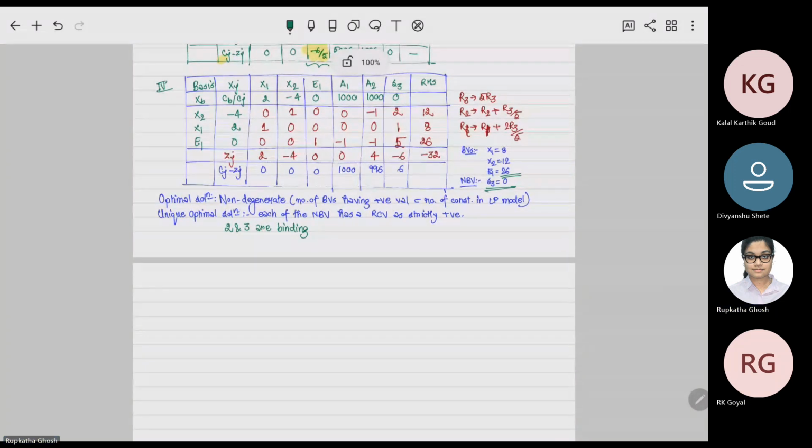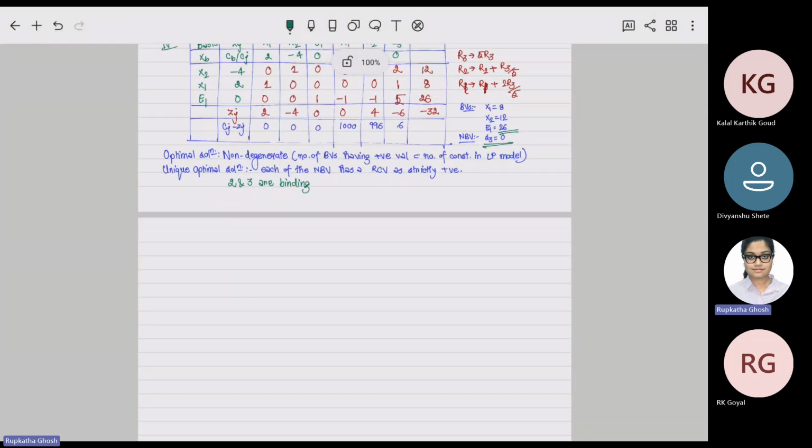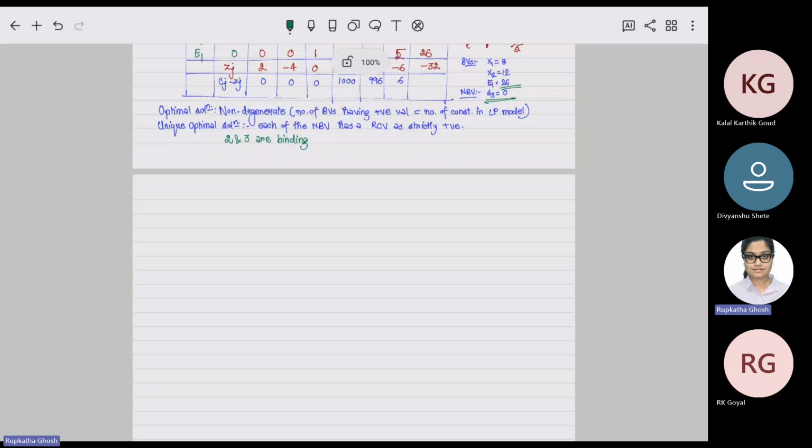Okay, I'll just take a 5-minute break and then we'll wrap it up. By 11, I think we'll wrap it up. How exactly are we understanding whether it is a degenerate, non-degenerate, multiple, unique, unbounded, or infeasible solution from the simplex method? Okay, yes, just 5 minutes break.